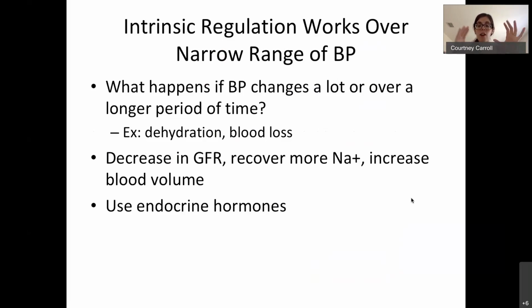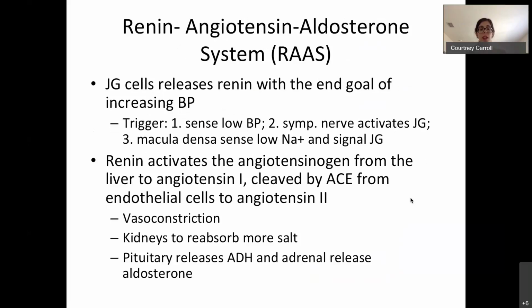Okay, with that goal in mind, let's start to talk a little bit about endocrine hormones. And this brings us to the thing you're diagramming for Friday, our renin, angiotensin, aldosterone system, the RAS system. I typically say RAS system, even though that means like system, but that's just how I've always heard it referred to. But it is our renin, angiotensin, aldosterone system.